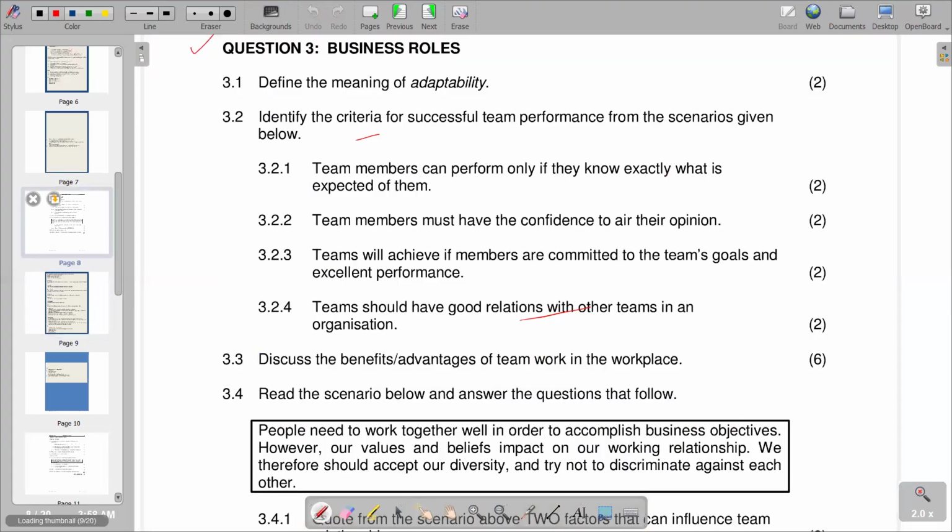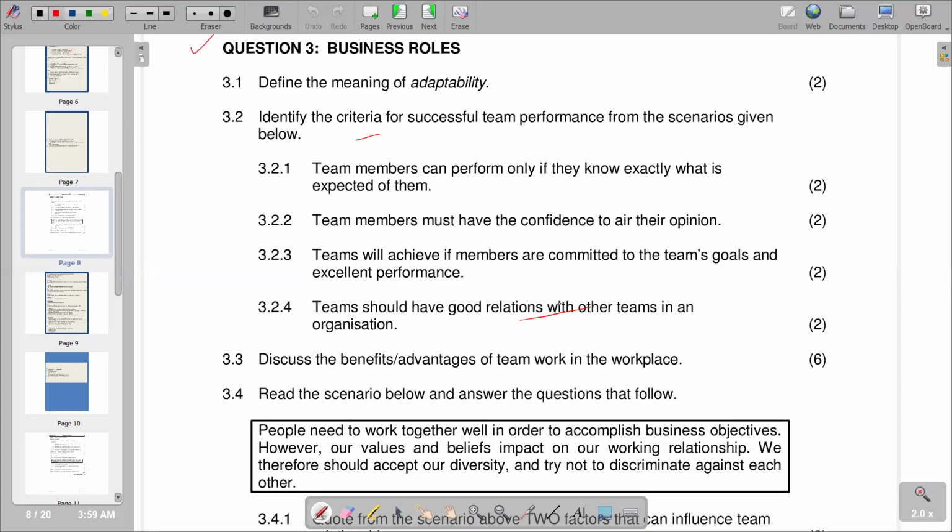Then we go to the next question, which is saying 3.3, discuss the benefits or advantages of teamwork in the workplace. So teamwork, we know the importance of teamwork in our workplaces. Teamwork is working together. The coordination that exists between workers in the way that they do one thing. They have the same drive, moving in the same direction. There's coordination in terms of the efforts that they put in the workplace. So basically, that's teamwork. So what are the advantages that we can deduce from that now?